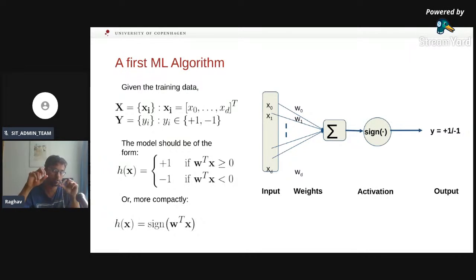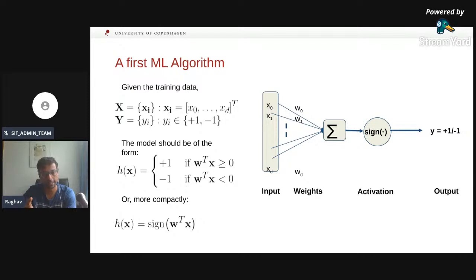And what is the dot product? If I give you two vectors and want you to take the dot product of the two vectors, you multiply element-wise and then sum them over. That's what is happening here. You take the input and multiply it with the weights element-wise. So X0 gets W0, X1 gets W1, XD gets WD. You multiply them and then you take the sum. So the dot product, W transpose X, is indicated by the sigma sign. Sigma is for summation.